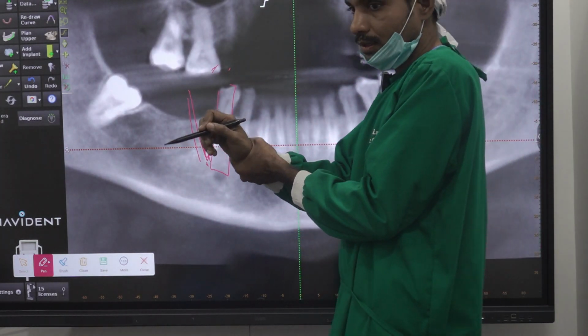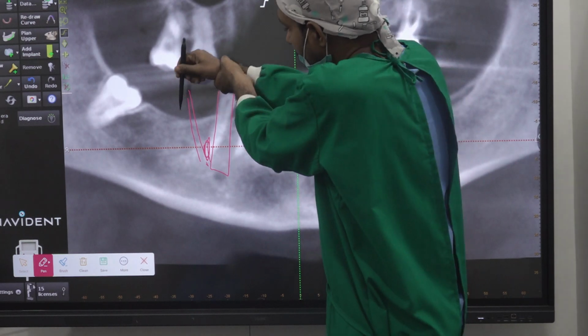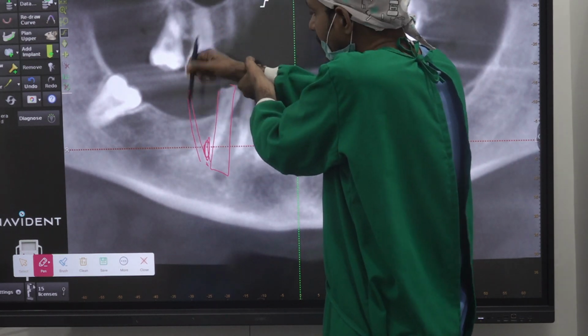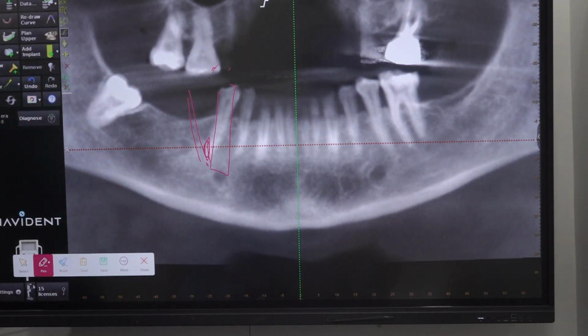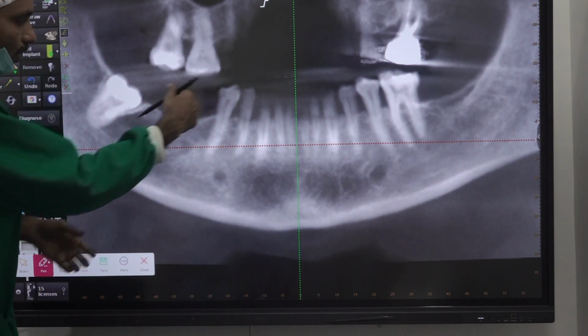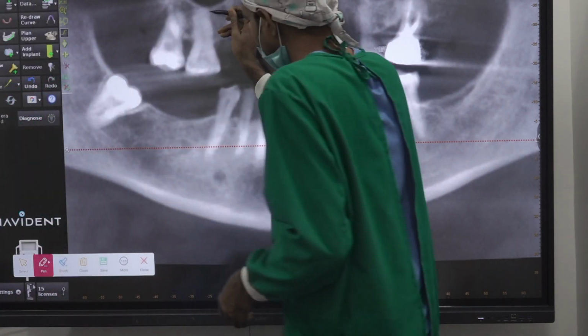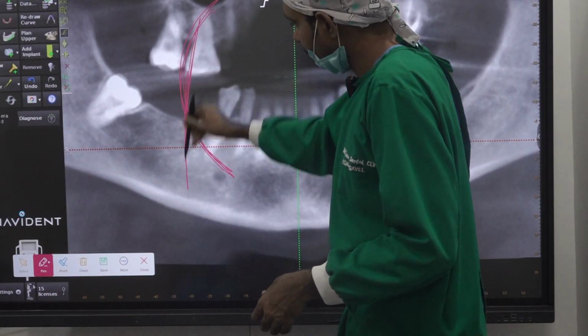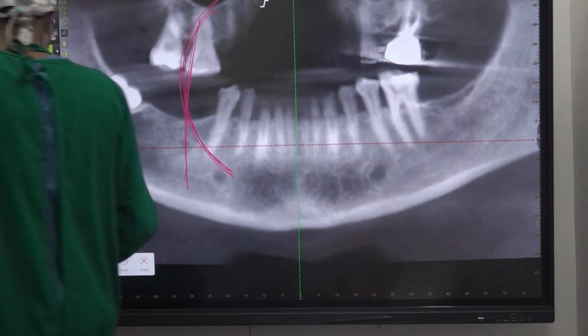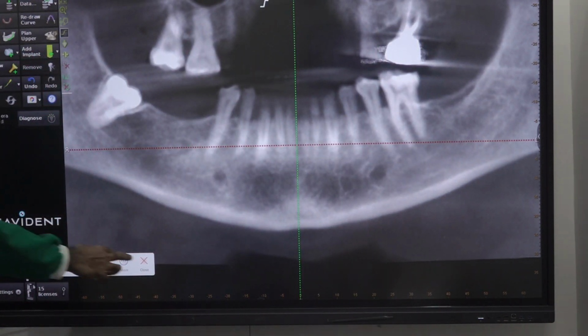So always lock the wrist. Lock the wrist and go like this, not like this. That mistake we should avoid. So make sure you are not making an arc like this. Go like this. So we will confirm our plan.